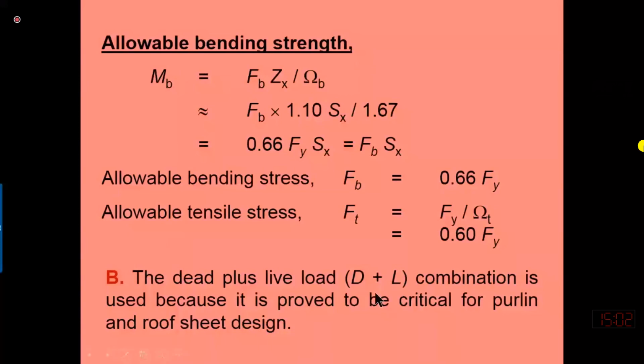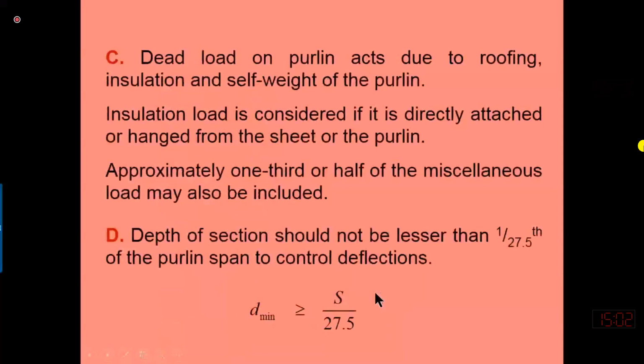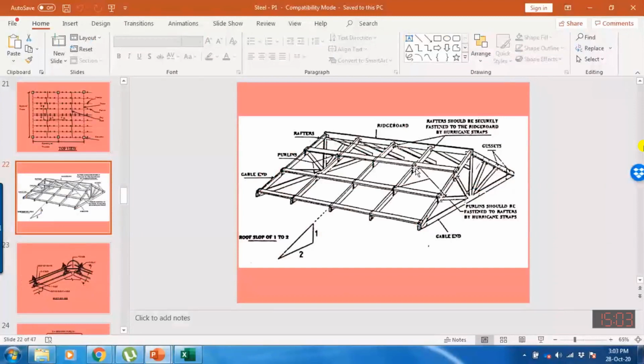This I have already explained. Dead load on the purlin acts due to roofing, insulation, and self-weight of the purlin. So when we are designing the purlin, what are the components which are attached with the purlin? These are roof sheeting, insulation panel, and self-weight of the purlin. Self-weight of the truss is not acting on the purlin because the self-weight of the truss is on the downside. Self-weight of the purlin is acting on the truss, but the self-weight of the truss is not acting on the purlin, because the purlin is above. So the weight of the truss is not acting on the purlin.